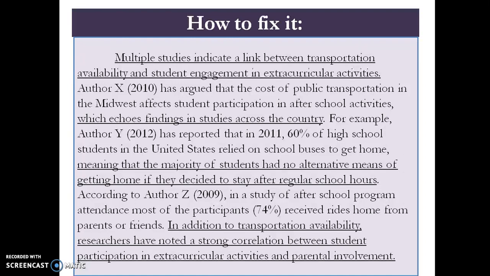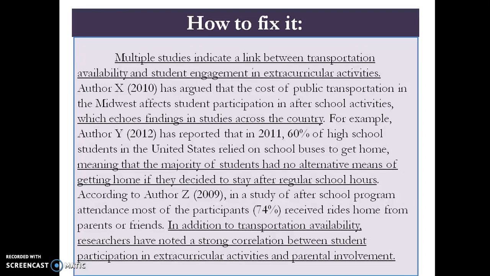And then the last thing that we've added is what I believe is probably a transition sentence, and my guess is that the next paragraph in this essay would be about student participation in extracurricular activities and parental involvement. So I like that there's sort of a transition sentence there at the end. You can bet that that's what that next paragraph is going to be about. And then notice that, like every good transition sentence, it also refers briefly back to what we've just learned. In addition to transportation availability, now that refers right back to what we've just talked about. Researchers have noticed a strong correlation between this other thing, and that's looking forward to the next paragraph.